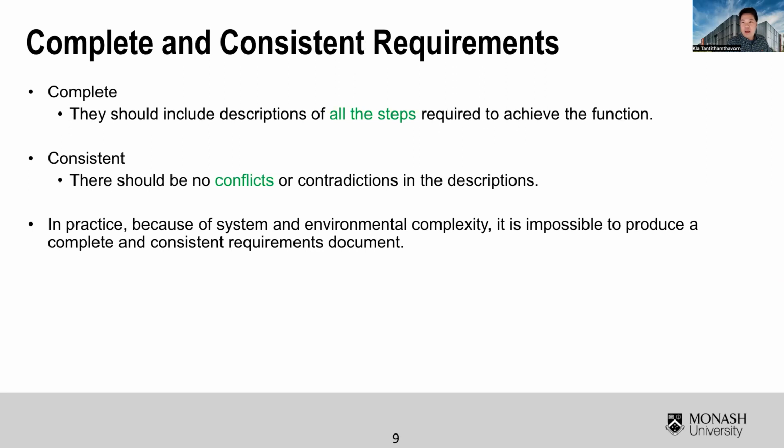Yes, that means it should be complete, it should be consistent, it should not contradict with each other among the requirements, right? And in practice, because of system and environmental complexity, it is impossible to produce a complete, consistent requirement document in the first draft. Normally, it will evolve over time, right? That's why agile software development practices are normally used nowadays, because sometimes we don't know what is a clear requirement at the end. So we need to adapt to change, embrace change as a culture.